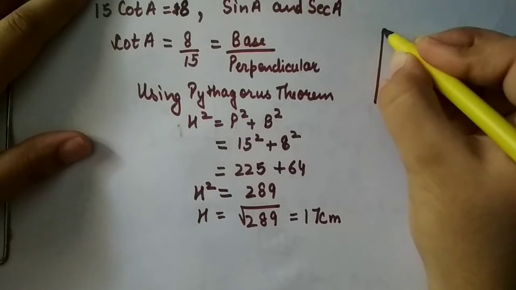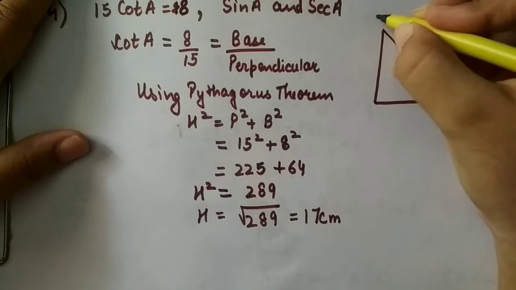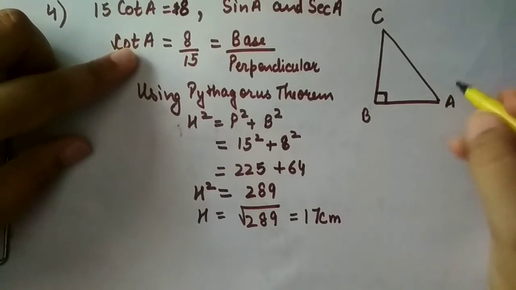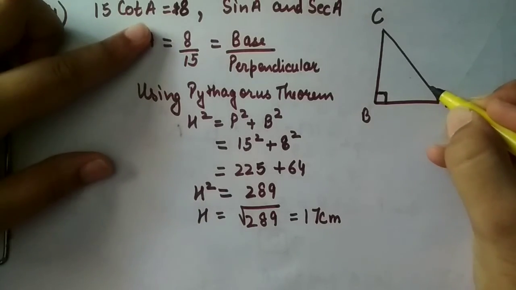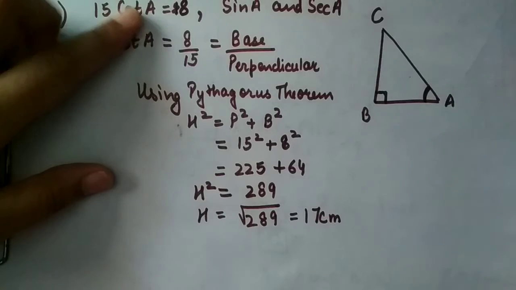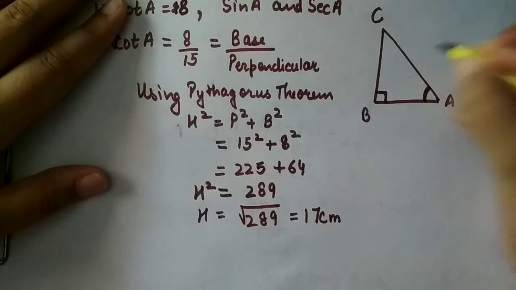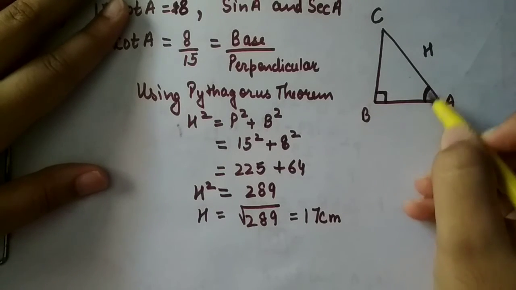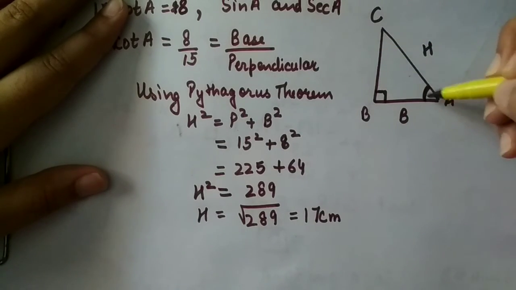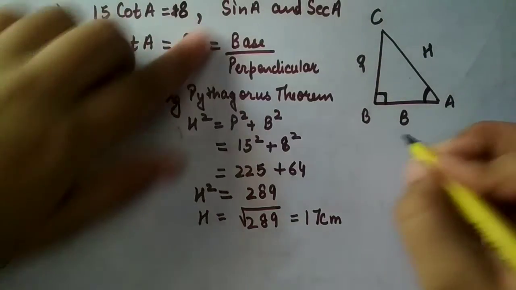Now draw the triangle so that it would be easy for you to find the values. A, B, C. Now here A is the angle, because cot A is given and you have to find sin A and secant A, it means theta is A. So what is hypotenuse? Hypotenuse is opposite to the 90 degree angle, that is CA. Base is adjacent to angle A, that is AB, and perpendicular is opposite to angle A, that is BC.